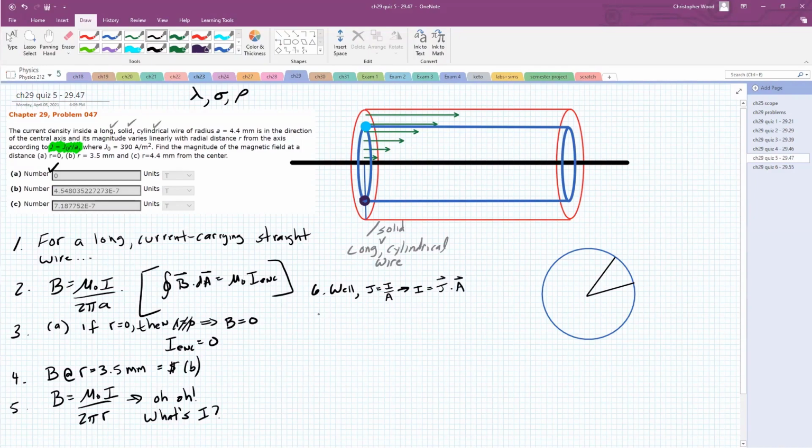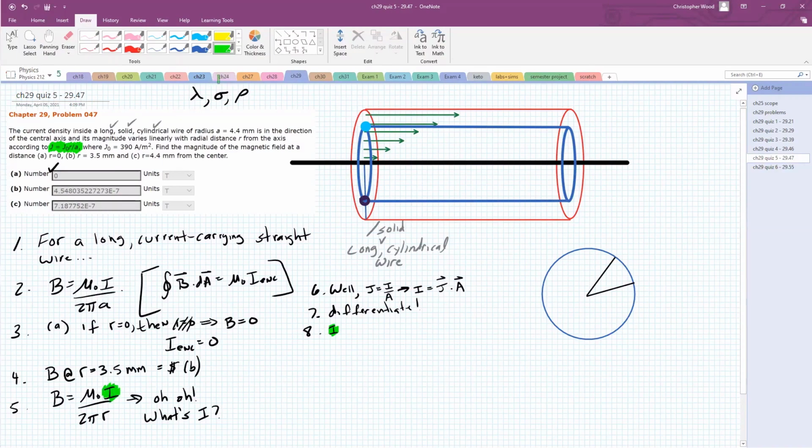But I'm going to have to do it like this. I'm going to differentiate. Okay, so here's the differential form. Ready? The current enclosed, this I right here is in fact this I right here. So this is what I'm going after.